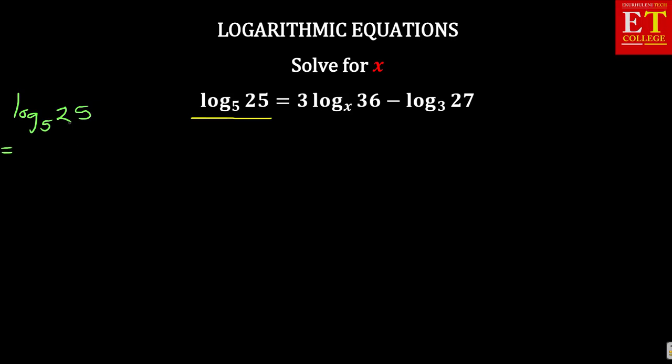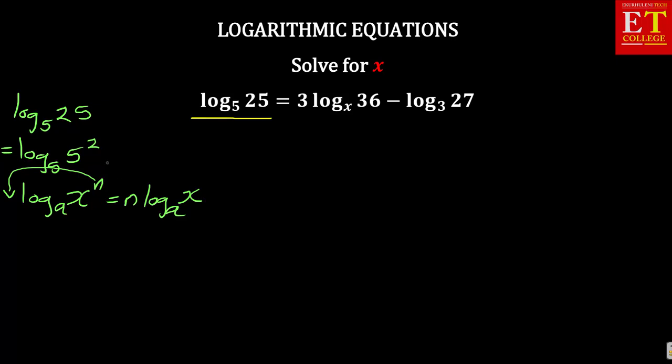You can see that 25 is 5 squared, so you've got log in base 5 of 5 squared. And remember, there is a law which says if you are given log in base a of x to the power n, the n must drop. You must check that law. The n must drop so that you get n log base a of x. So the same thing here, the 2 will have to drop so that you have 2 log base 5 of 5.